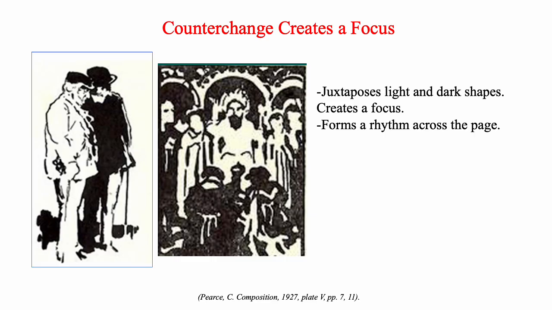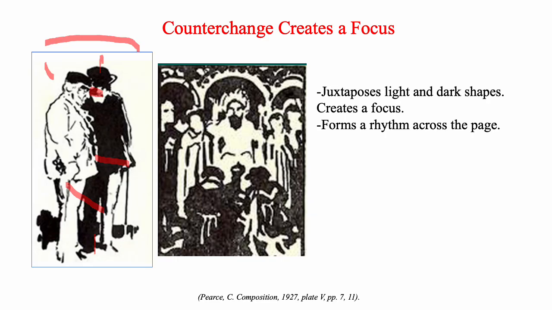In this use of counterchange, the light and dark shapes are juxtaposed so that we can clearly see the focus, which is the man in the white. He's the focus because he's next to this dark man and the shadows. And what's interesting in this picture is that he's casting a shadow onto the man in back. You can see the shadow of his hand and the shadow of his coat. And even the shadow of his brim goes on top of the man's eyes. And also, it makes the man in back look flat.